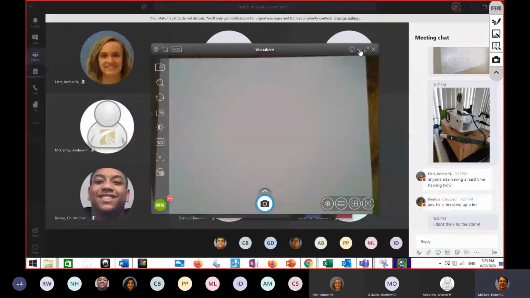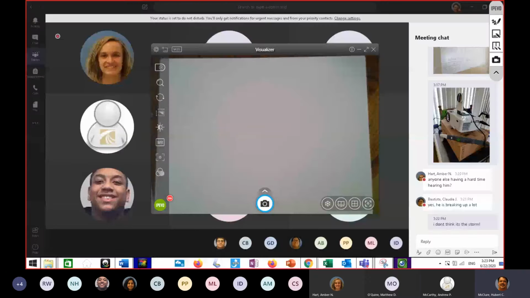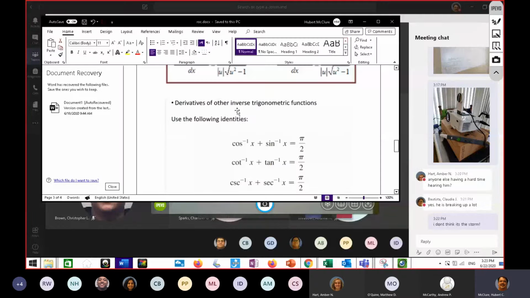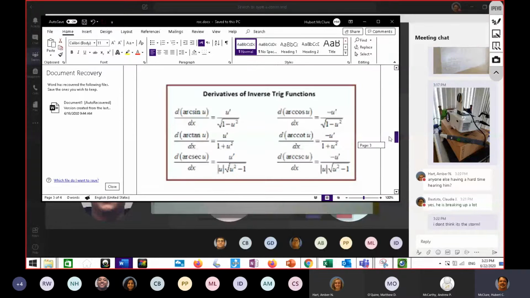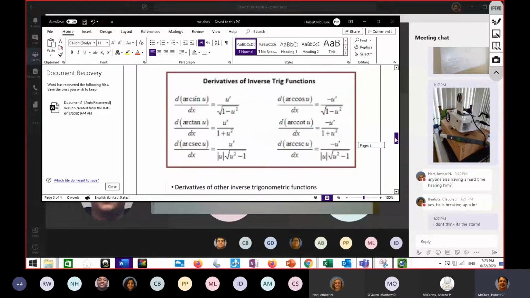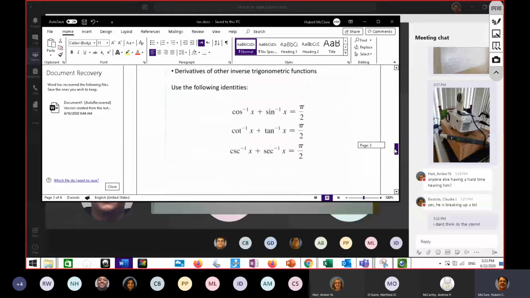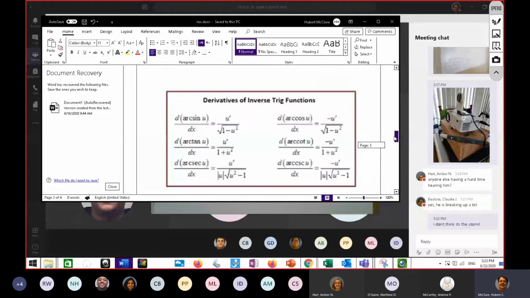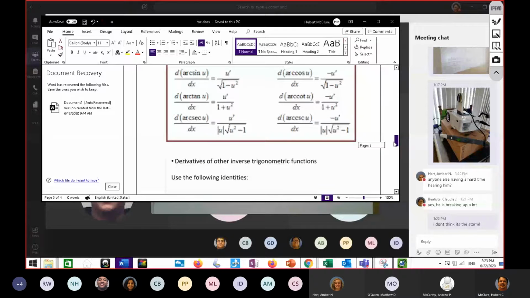Okay, hopefully y'all see, did y'all see the Word document I posted? Yes. Okay, make sure you print that out. I did put some of 10.10 or 10.11, whichever, the inverse trig functions. I put that up there. That's basically all I'm going to test you on right there. But we'll hopefully get to that.